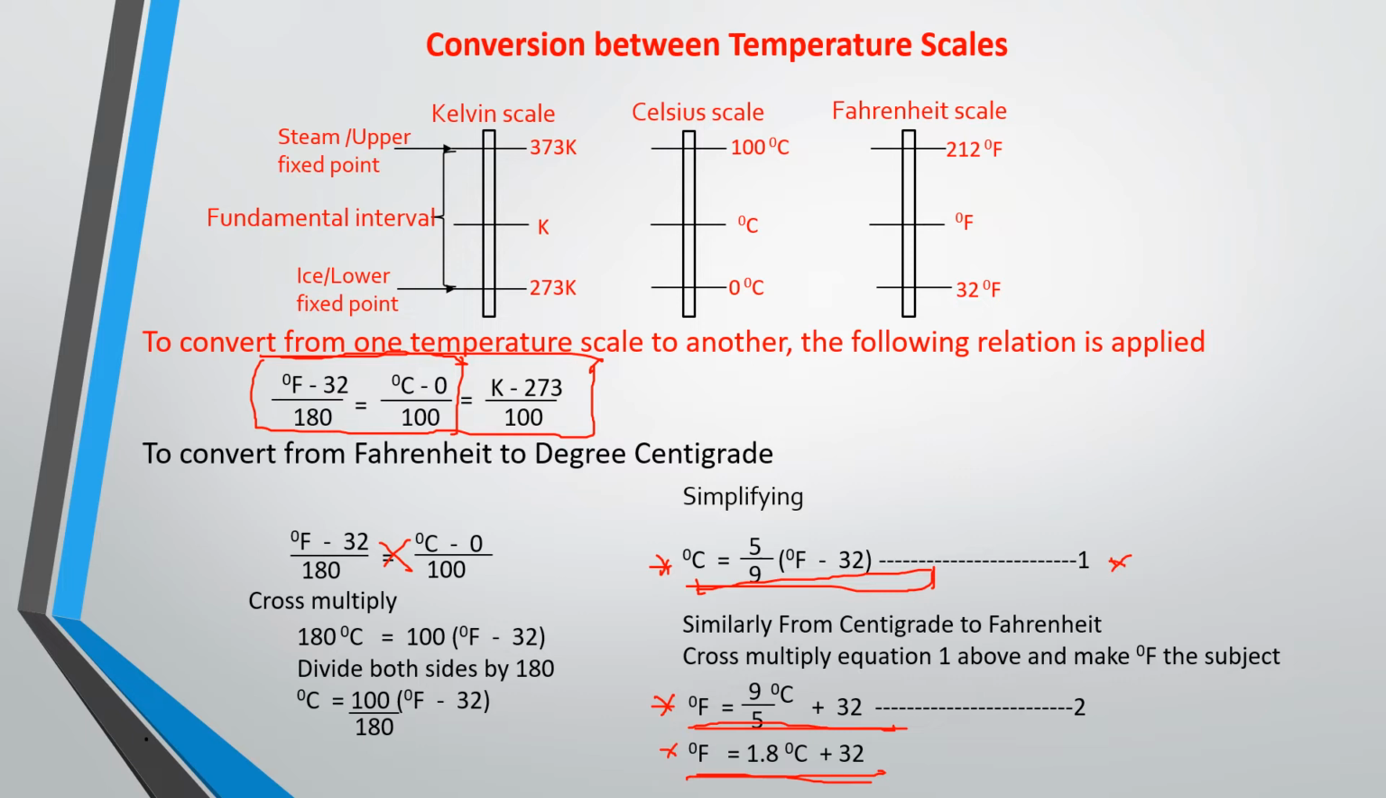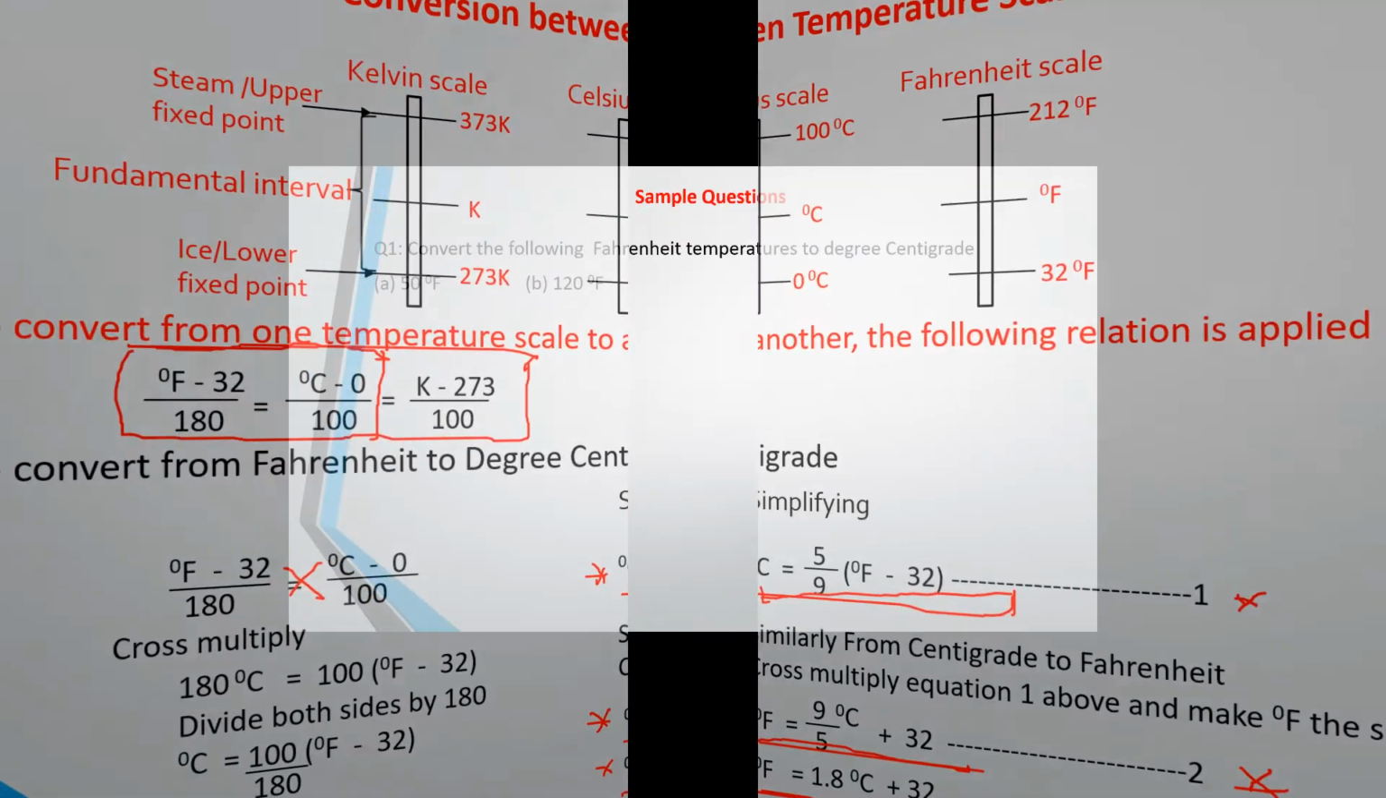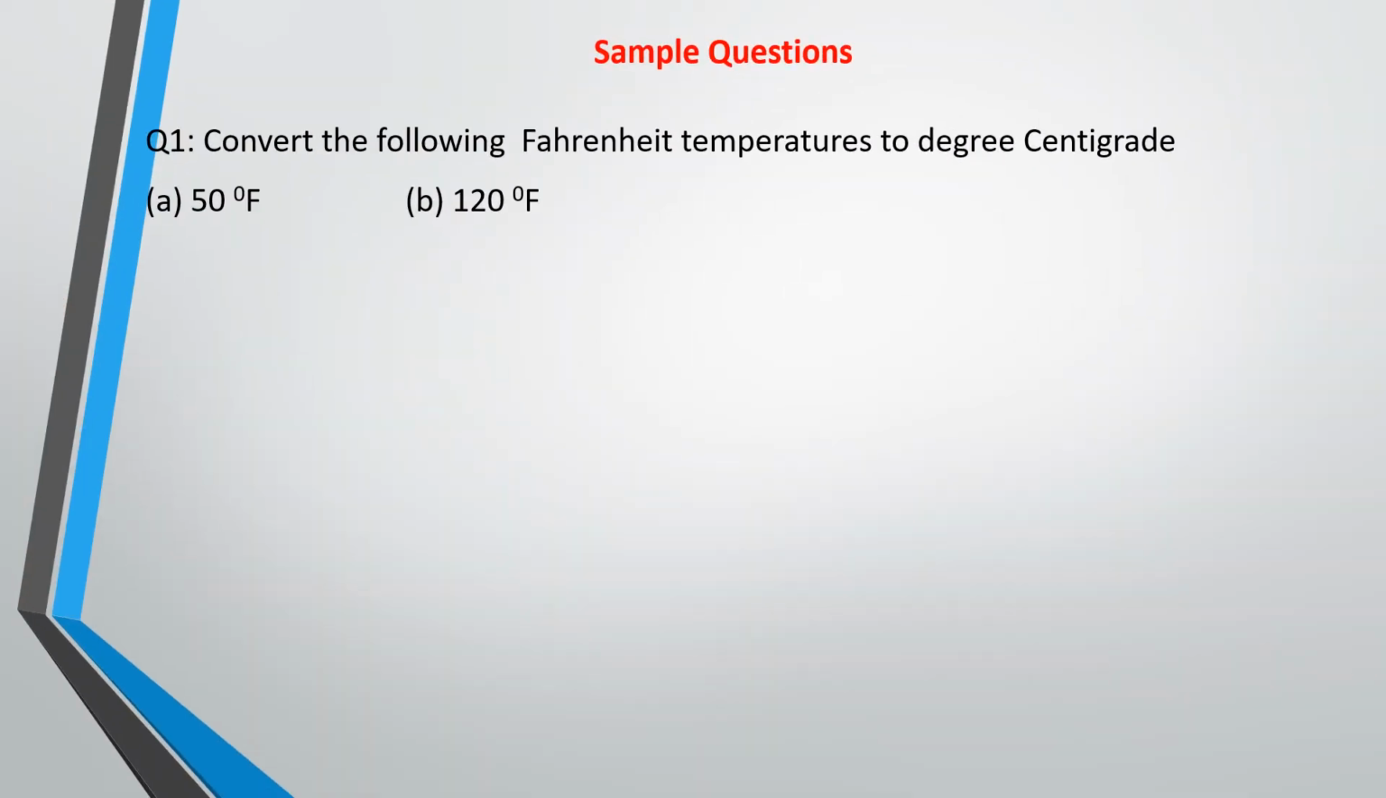So right away, we are going to solve some problems in order for you to understand this better. Let's solve some equations on what we have just discussed. In this question, you are asked to convert the following Fahrenheit temperatures to degree centigrade, and the first one is 50 degrees Fahrenheit.